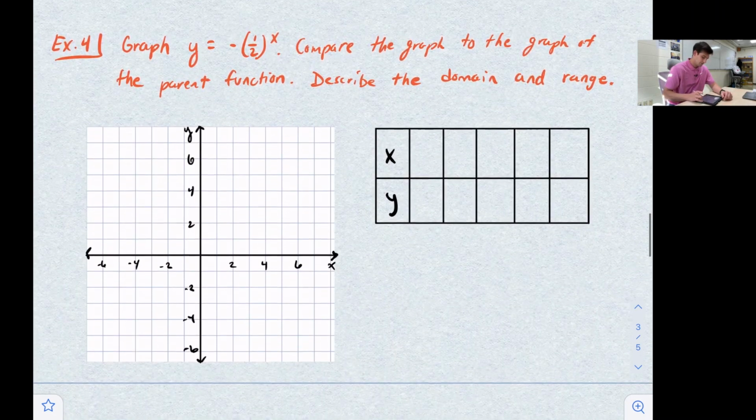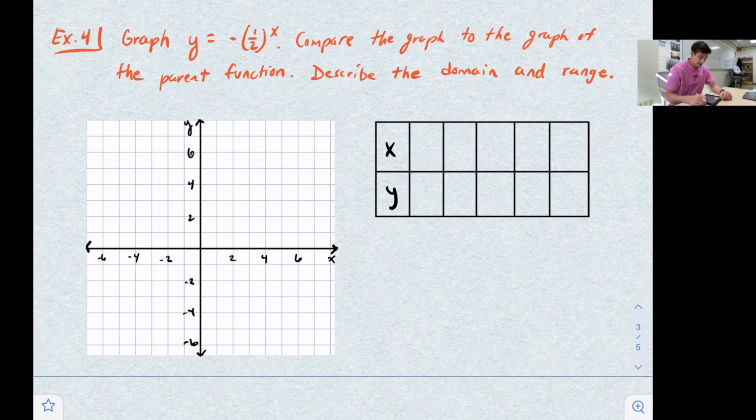All right. Example 4. y equals -(1/2) to the x power. Compare the graph to the graph of the parent function, describe the domain and the range. Okay, once again, we're going to make a table. So let's say -2, -1, 0, 1, and 2.